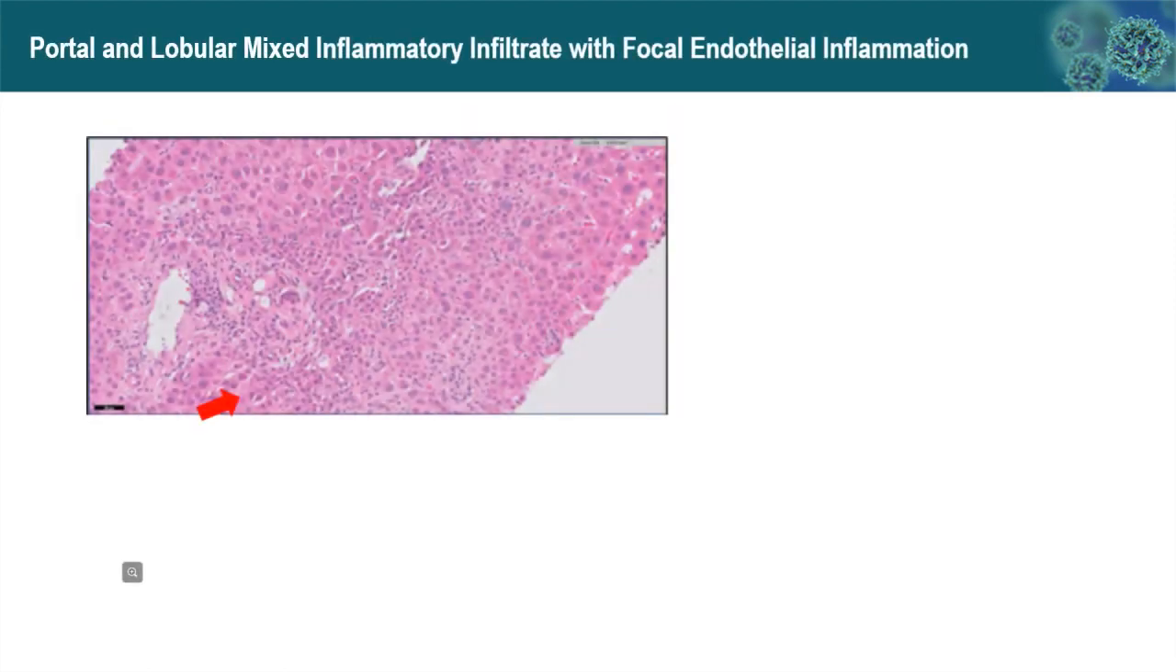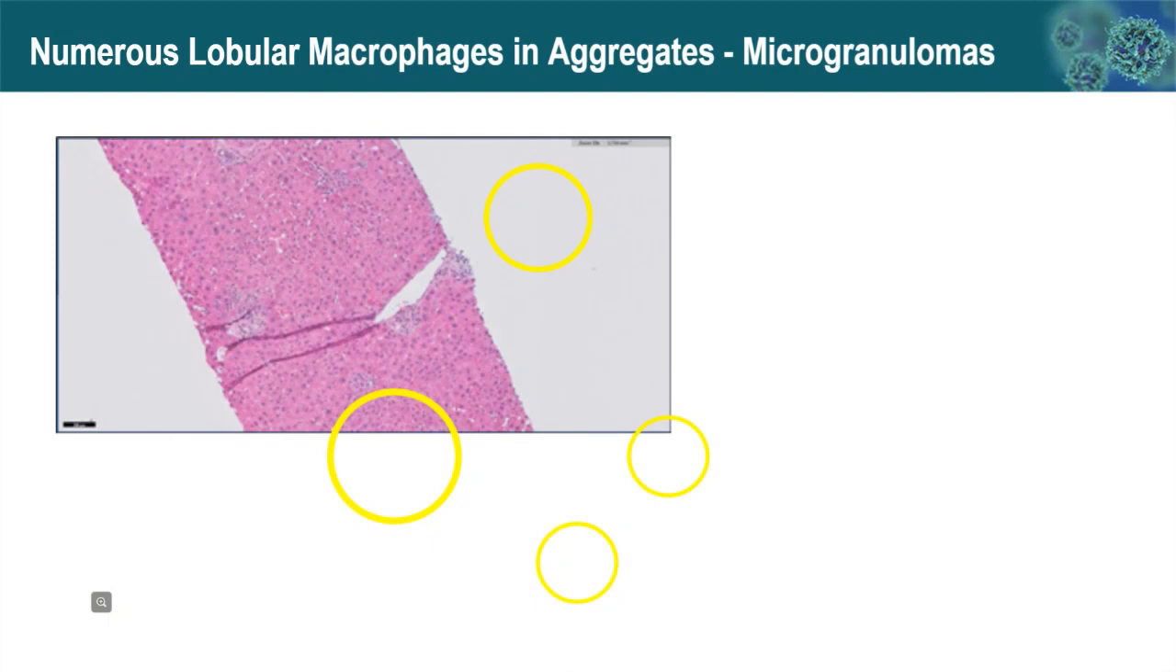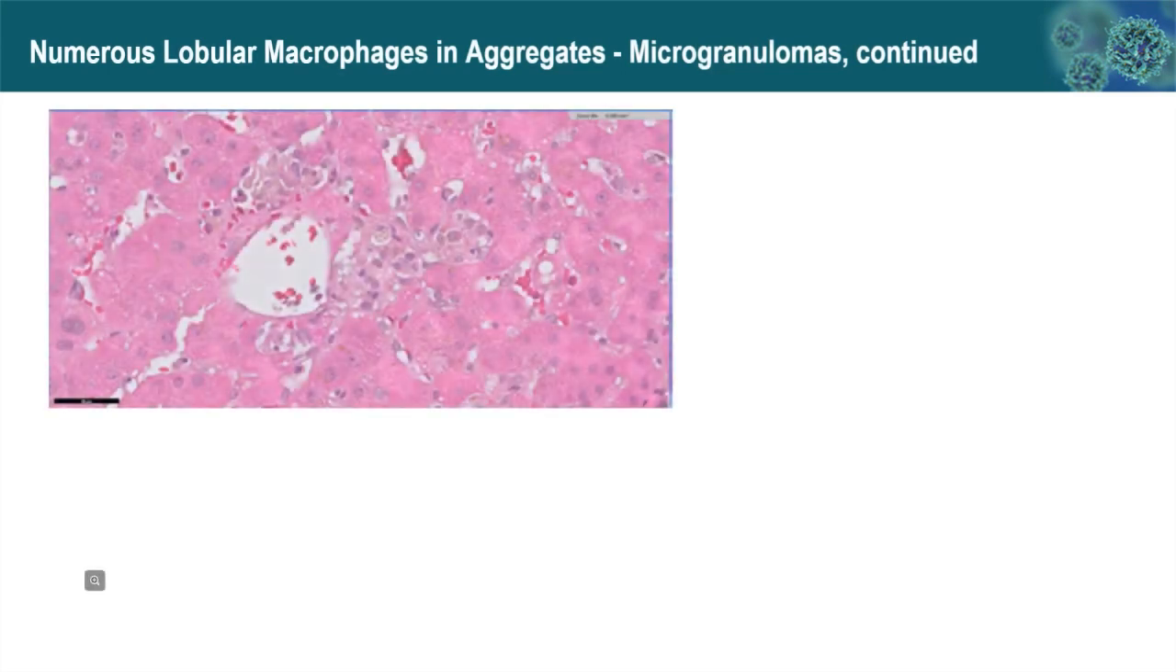On higher magnification, we can occasionally see portal and lobular mixed inflammatory infiltrate, which may be robust with associated hepatic injury and focal endothelial inflammation, as is highlighted by the red arrow. Numerous lobular macrophages in aggregates or microgranulomas are observed in this example with lobular inflammation. Here is a high magnification image showing numerous lobular macrophages in aggregates with associated hepatocellular dropout.